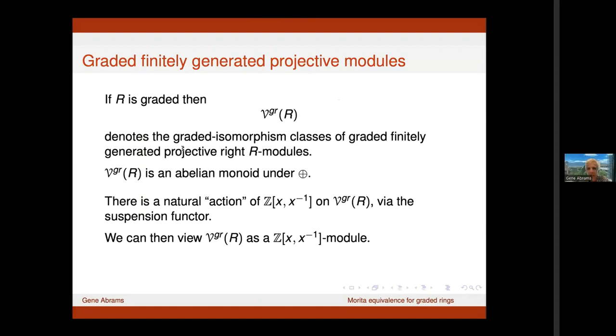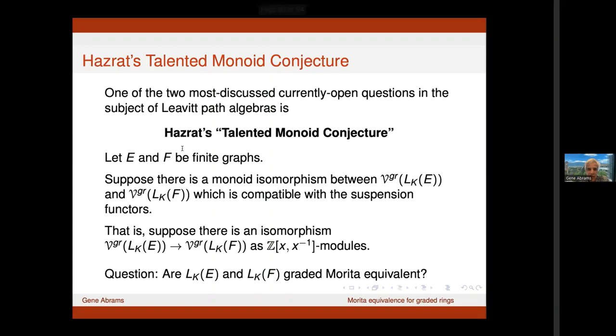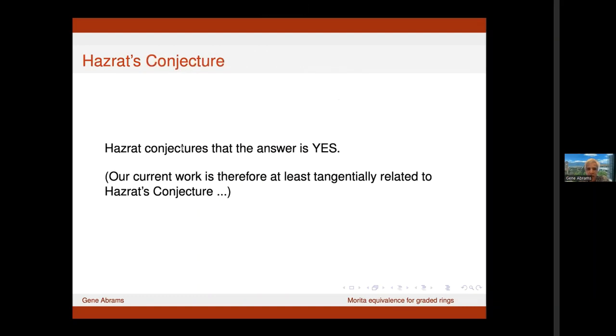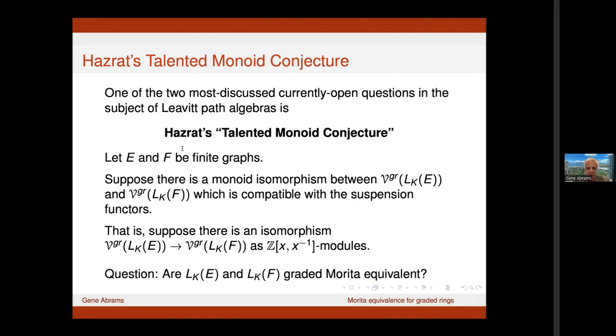Okay. I mean, the point is, I'd like to at least make this a little bit more well known because I think it's important. But his conjecture is about the graded V-monoid, the V-monoid of graded finitely generated projective modules. So we're looking at equivalences between graded module categories. So that will restrict to some sort of connection between the monoids of finitely generated graded modules. Might there be a connection? Maybe. So let's see, how did I describe it? That our work is tangentially related to Hazrat's conjecture. But this was more of a possible way for me to make this conjecture a little bit more well known.